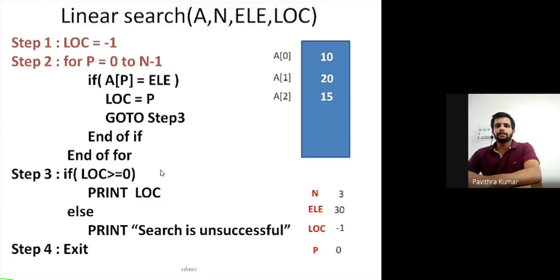That is valid. I'm getting inside the for loop. It reads: if a of p is equal to element. So the element is 30. It is compared with the first value, a of 0. That is 10. 30 is not equal to 10. It's false. Directly you will jump to the end of if.